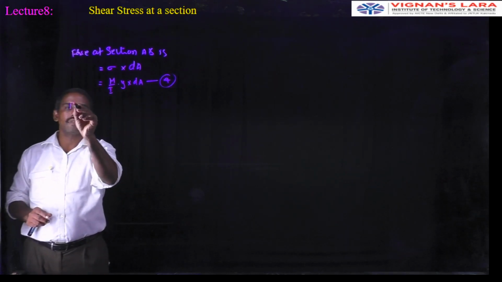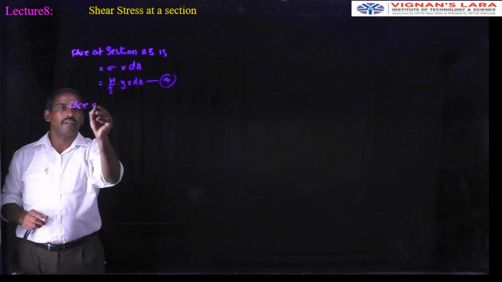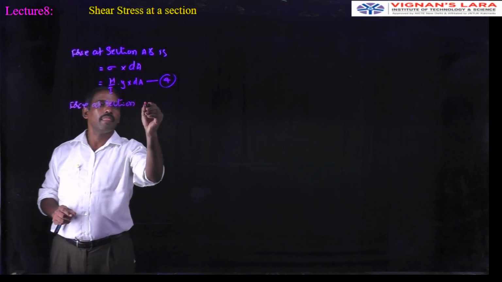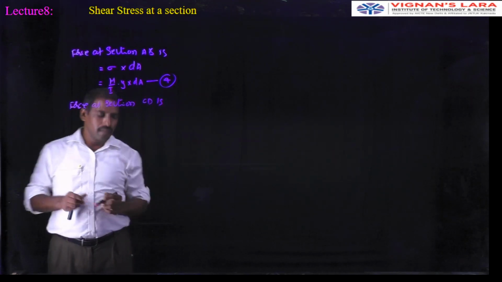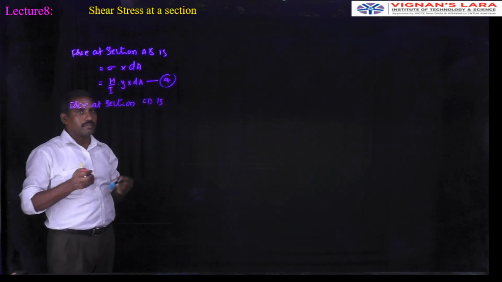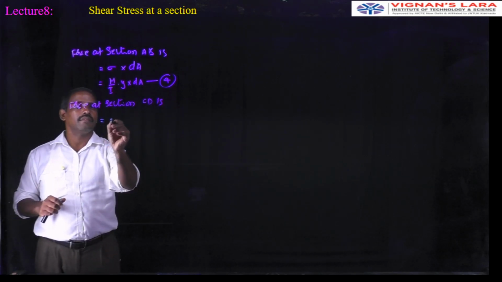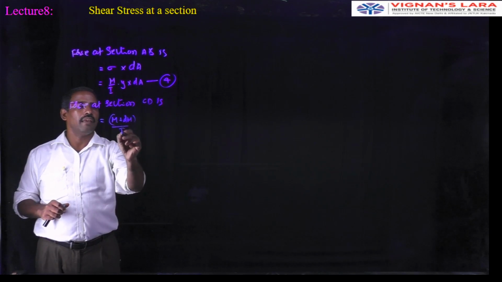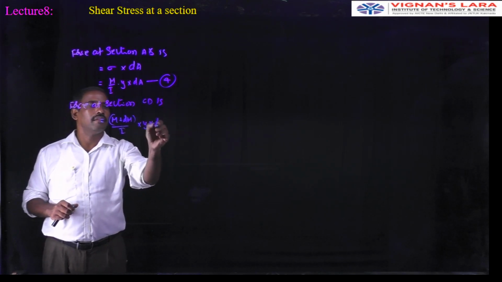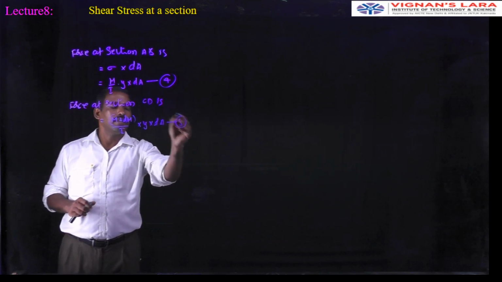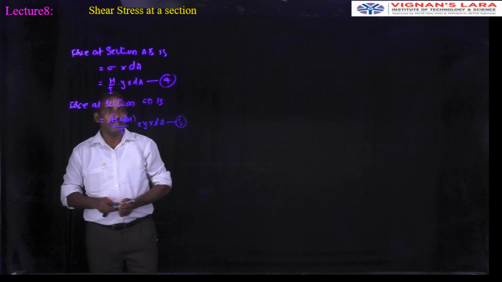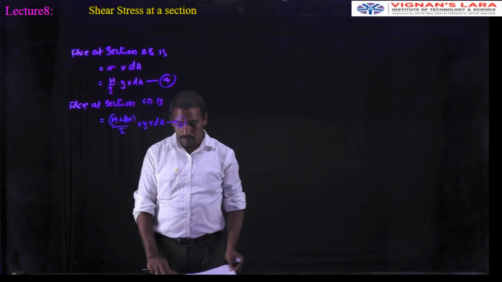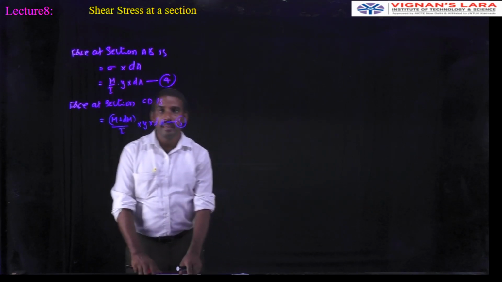Then the force at section CD is simply equal to (M plus dM) divided by I into y into dA. Say equation number 5. So we know the force at section AB and the force at section CD.